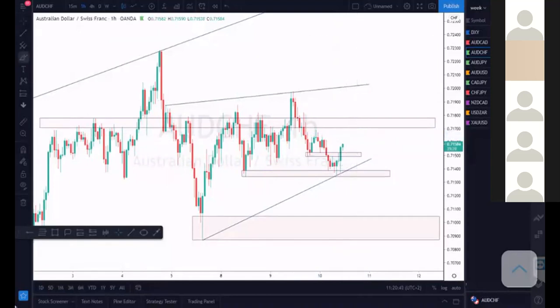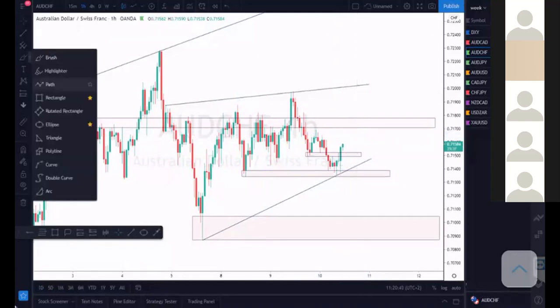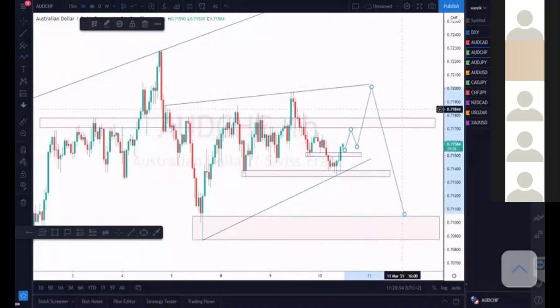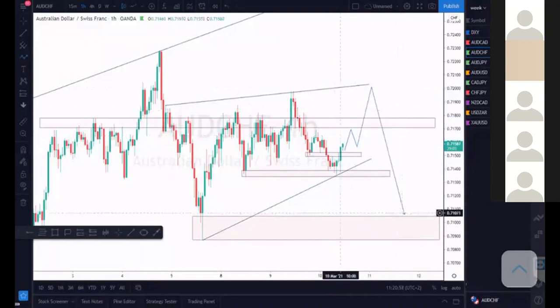So let's get this drawing tool. Possible scenarios are maybe to see some sort of a reaction from there, maybe the third touch, before we get that impulsive move to the downside, guys. So we're going to be open to price action. Let's look at what price action is doing. We might just see an inverse head and shoulders in these areas here.